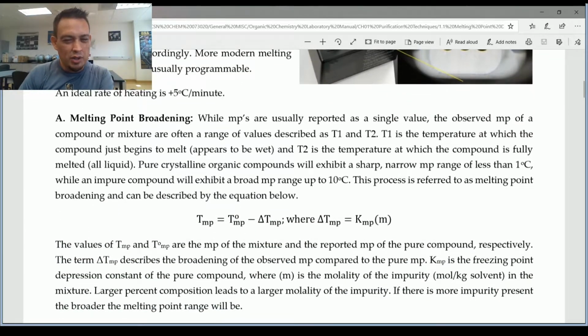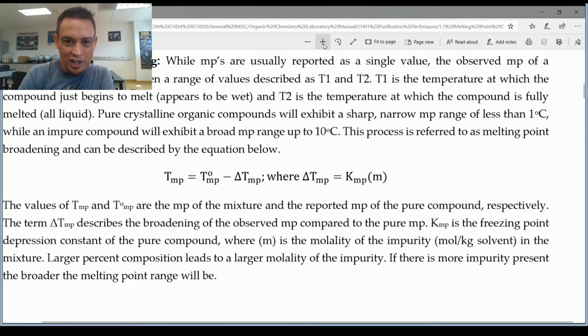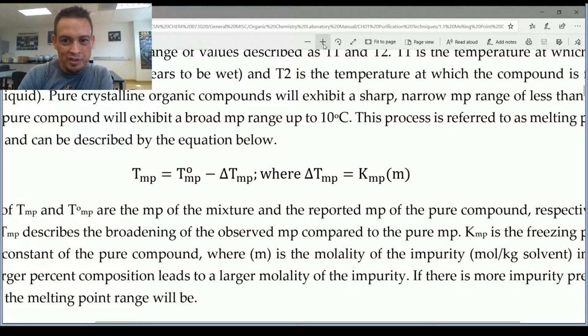All right, so you may recall from your freshman chemistry courses, I know it seems so long ago now, but during your introductory chemistry course, at some point you should have talked about freezing point depression and boiling point elevation. This is actually the equation that helps explain exactly what is going on here.